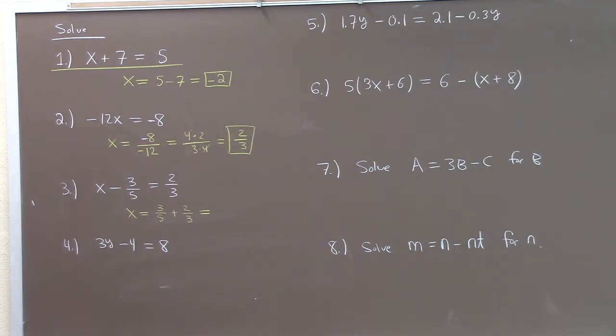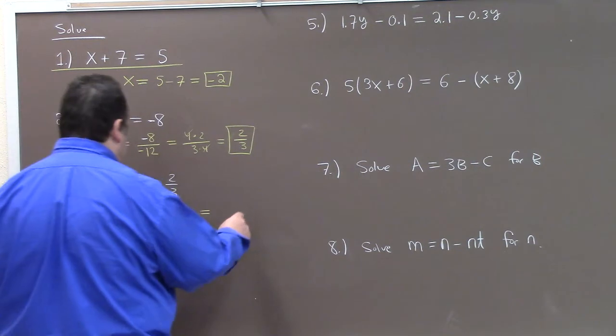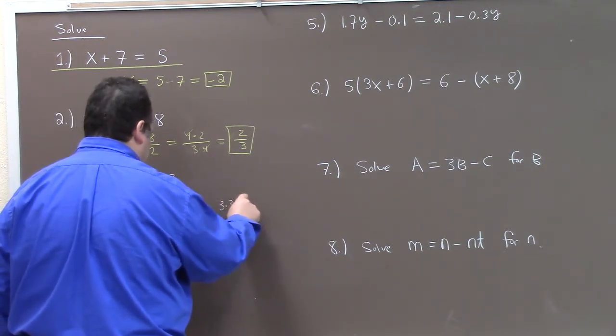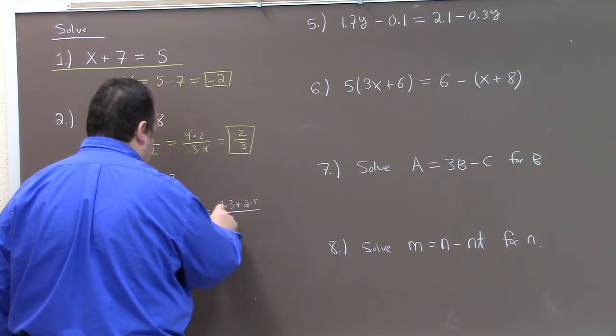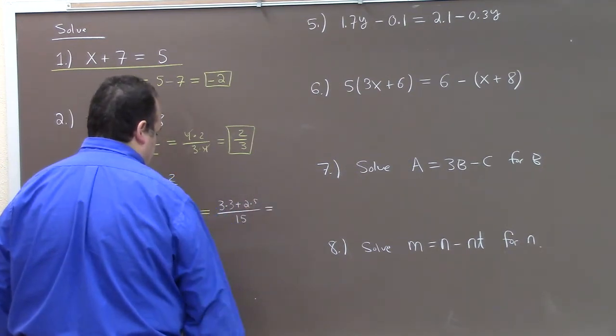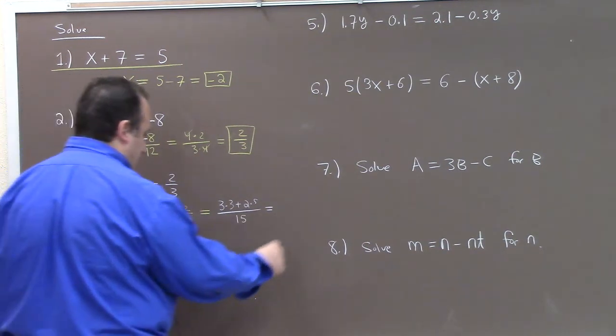How about the 3/5 plus 2/3? We'll make a common denominator, right? So this is, what? 3 times 3 plus 2 times 5 over 15, right? 9 plus 10 is 19/15, right?